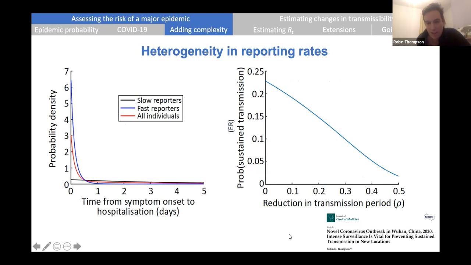The key thing isn't exactly what the epidemic risk is, but instead that if you can reduce the period for which infectious individuals are transmitting the virus in the community, by isolating infectious hosts, then you can achieve a substantial reduction in the probability that imported cases trigger major epidemics.